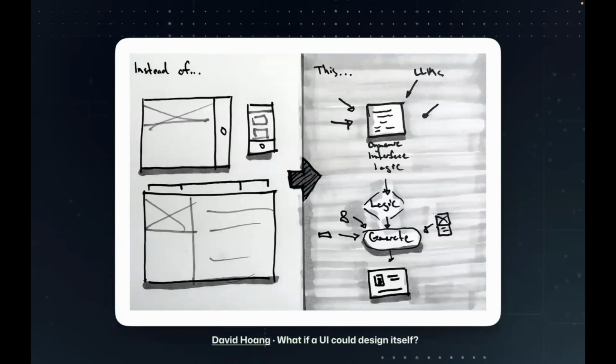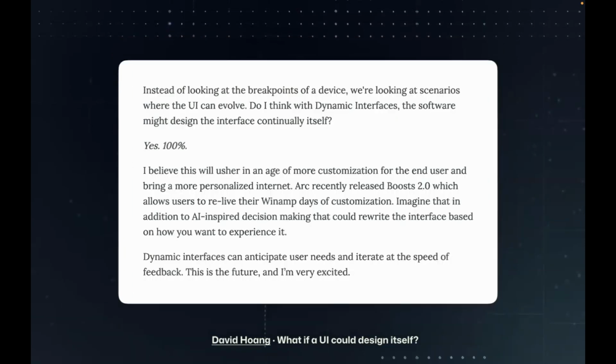David, in his blog post, "What if a UI could design itself?" explains a world where interfaces are not created in advance by designers, but something that reacts to change. And I find this really interesting. There is the thought of a generative UI, which you can pass in logic, which then takes some configuration, and you get a different output out of that, all custom generated. He mentions, instead of looking at the breakpoints of a device, we're looking at scenarios where the UI can evolve.